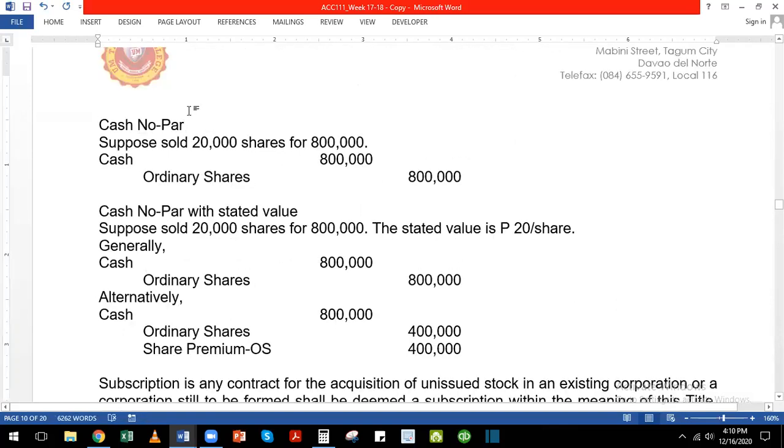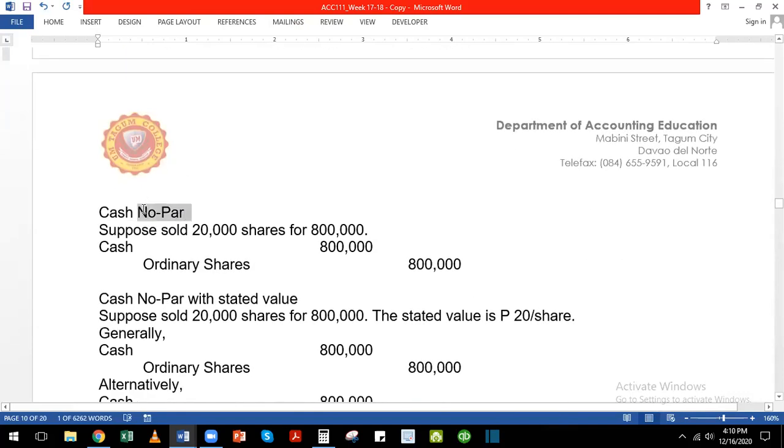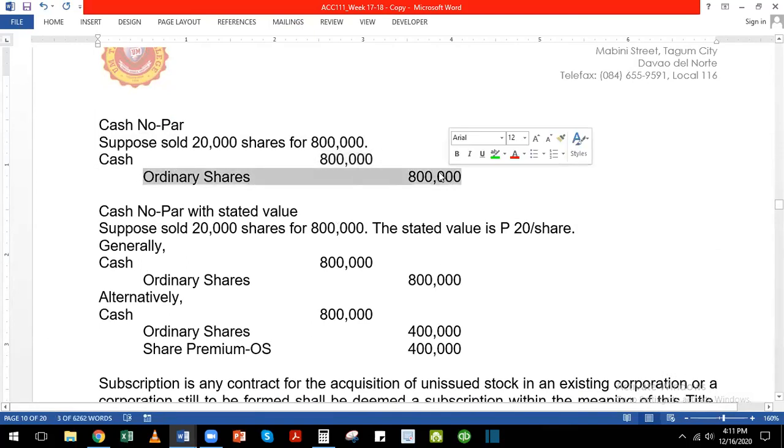Another one. Assuming na yung kanina, meron siyang minimum required price or par. How about pag no par value siya? Wala siyang minimum required price per share. So like if for example, suppose that sold 20,000 shares for 800. So you just debit cash for 800 and credit ordinary shares for 800.